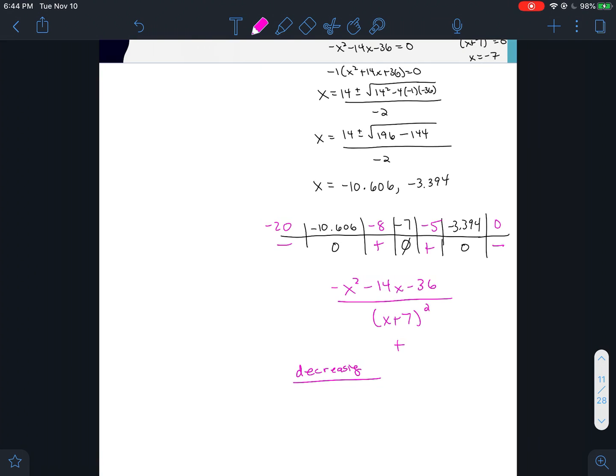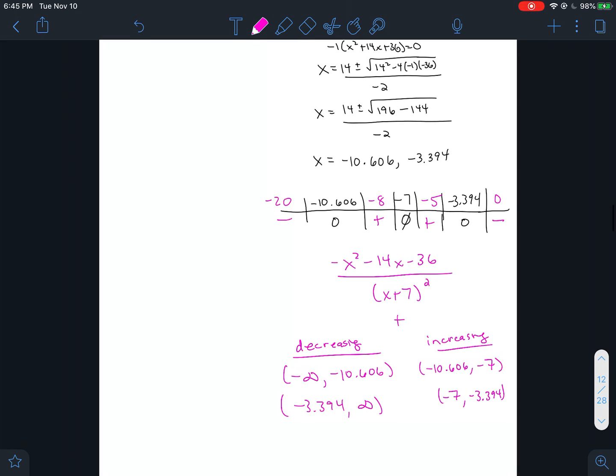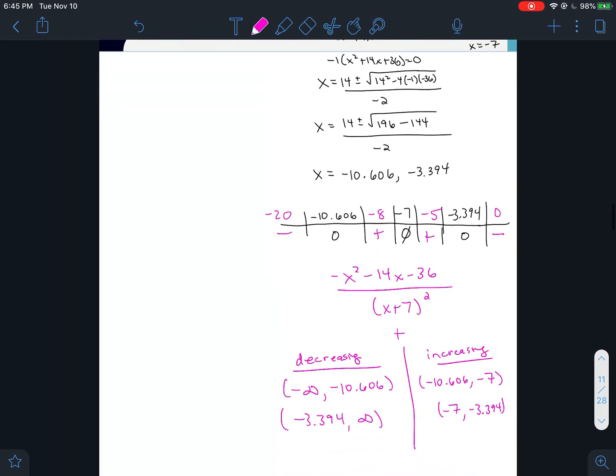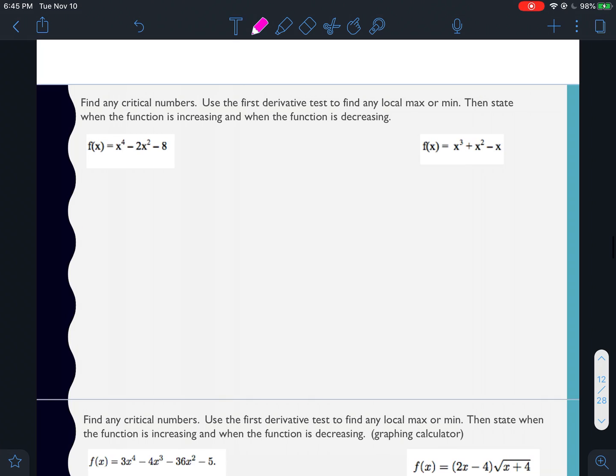So where is this function increasing and decreasing? Well, it's decreasing when the derivative is negative. And so it's decreasing from negative infinity to negative 10.606. And it is decreasing from negative 3.394 to infinity. And where is it increasing? It's increasing where it's positive, so from negative 10.606 to negative 7, and from negative 7 to negative 3.394. So that's where the function is increasing and decreasing.